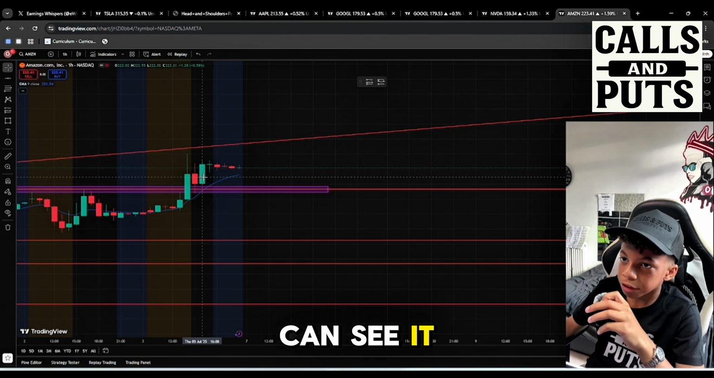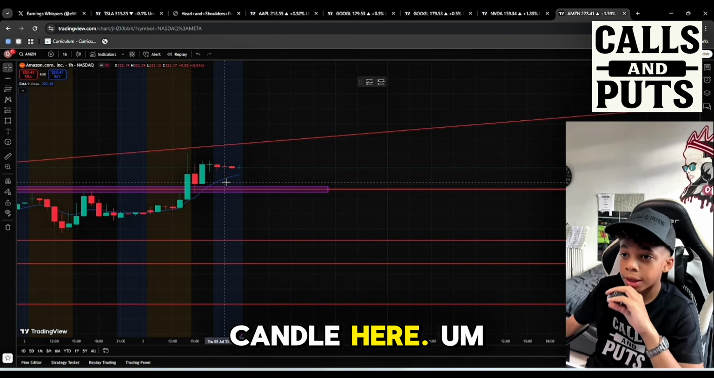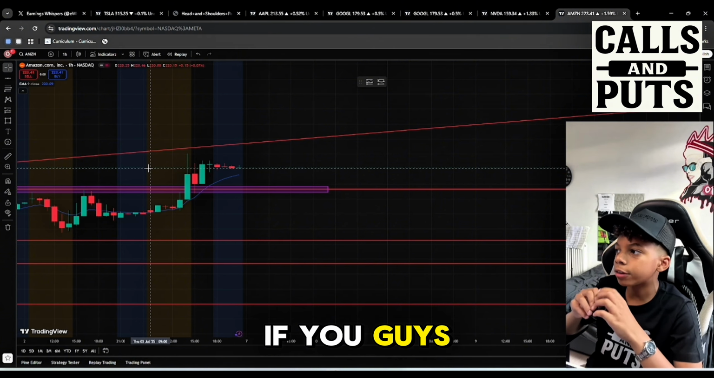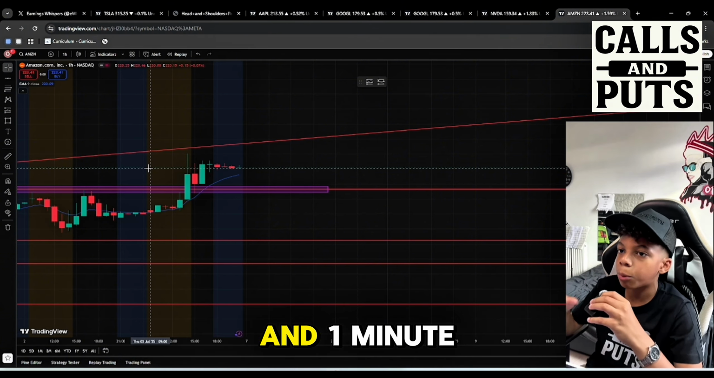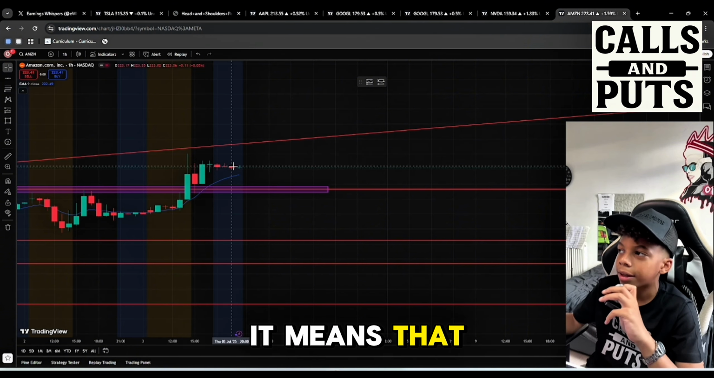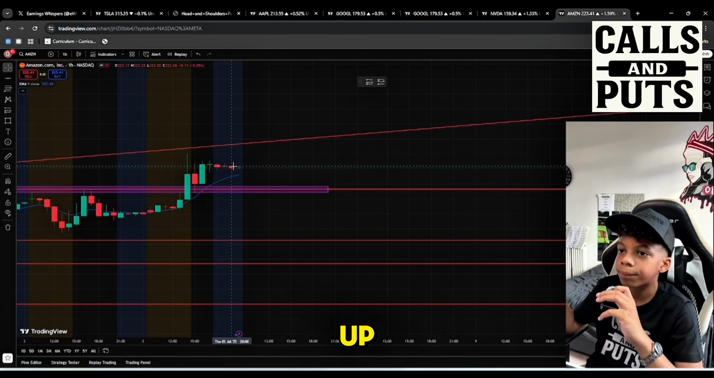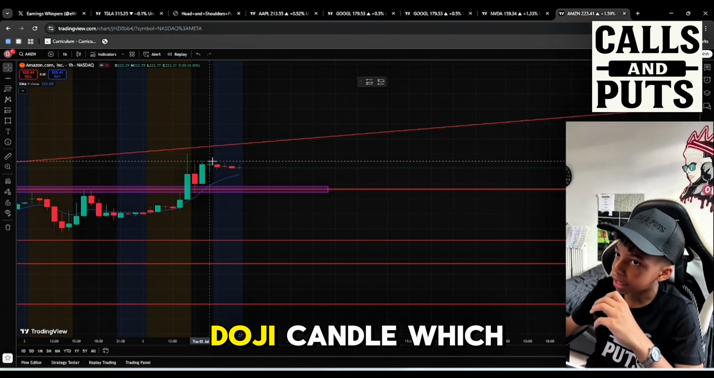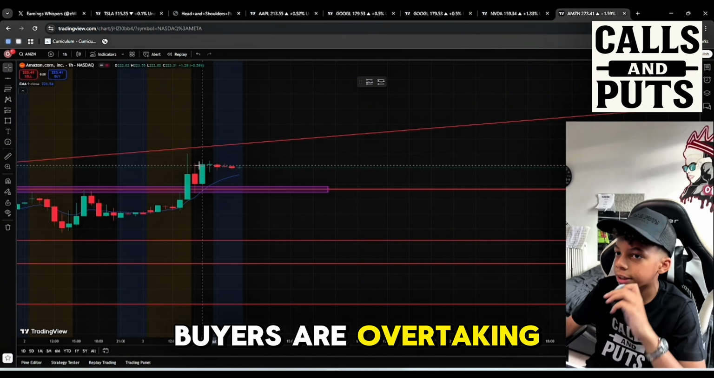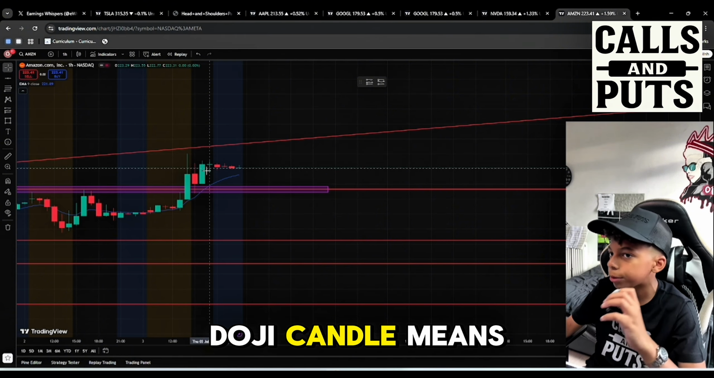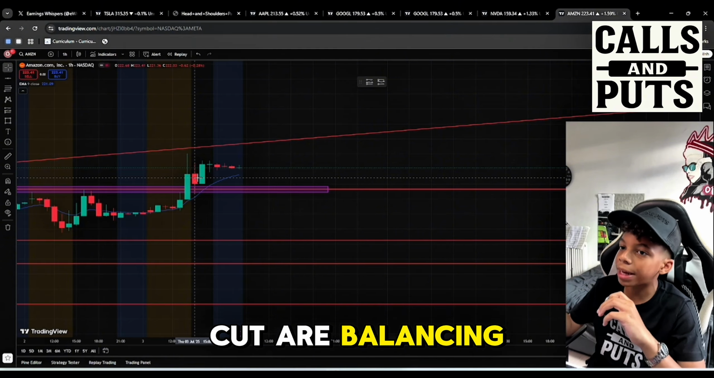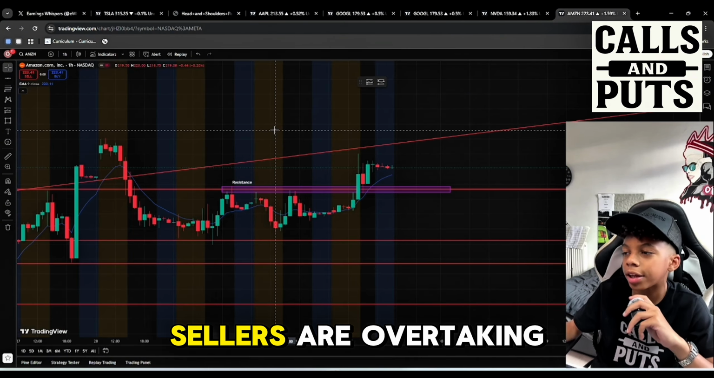And as you can see, it created a big green candle here, which on the 1 minute, if you guys don't know, the difference between the 1 hour and 1 minute is significant. So if you see a candle like this on the 1 hour, it means that the 1 minute stock will look like it's really up. As you can see, it created a doji candle, which means balance. Here, a big green candle means the buyers are overtaking the sellers. But there's a doji candle, which means balance in the market. So that means the sellers are balancing with the buyers, which could mean that the buyers are overtaken.